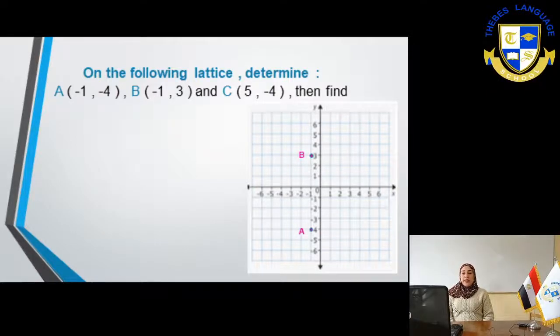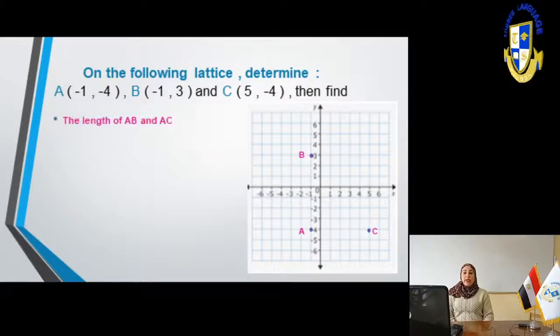The last point, C. Now it's (5, -4). I'll start from 5 and I'll go down to negative 4. Put the dot and the name of it, which is C. Then find the length of AB and AC. Let's start with AB. Join the AB.